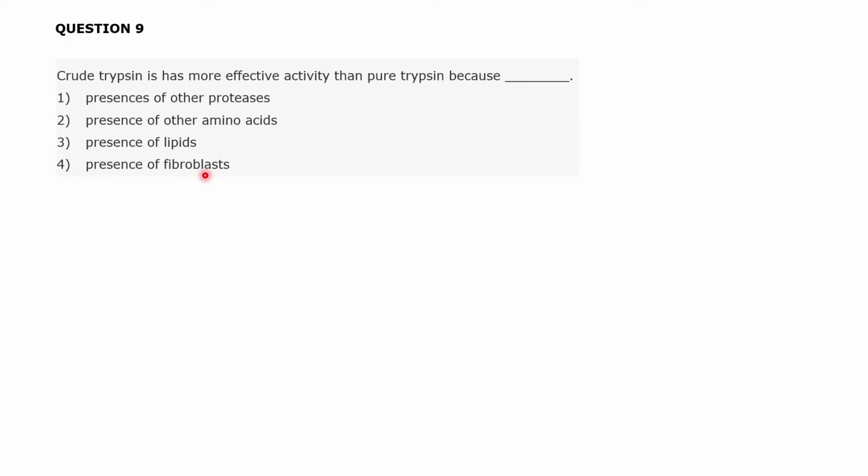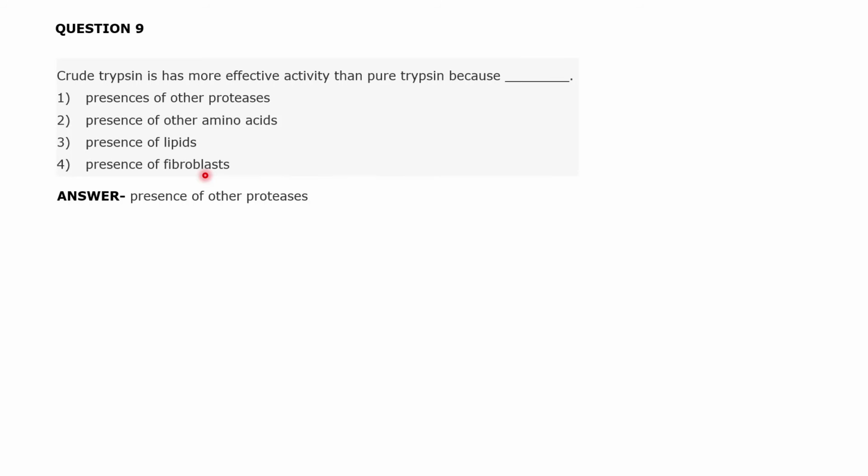Okay, option A. Yes, you are basically right: the presence of other proteases. It's not pure trypsin, you have to know, it's crude trypsin. In crude trypsin, the majority of the concentration is trypsin itself, but that doesn't mean other components are not present. That's the difference between crude and pure trypsin. Pure trypsin is made up purely of trypsin, while crude trypsin is a concentrated amount of trypsin with other substances also present. If proteases are present, they will definitely increase the activity.